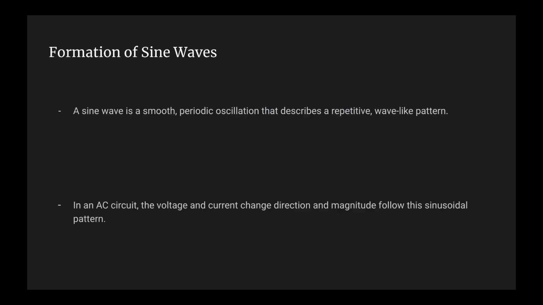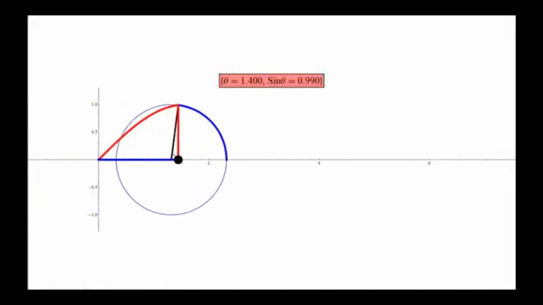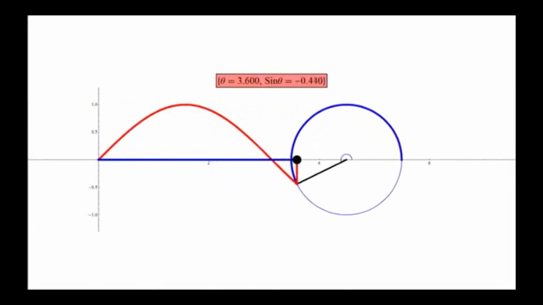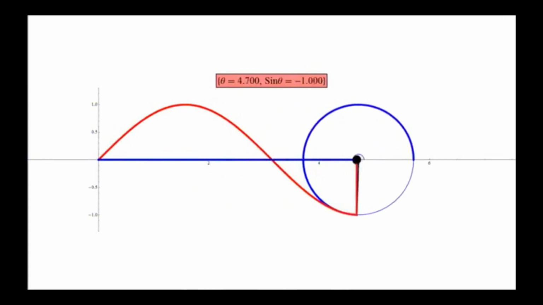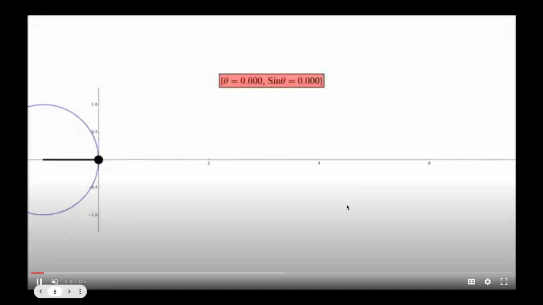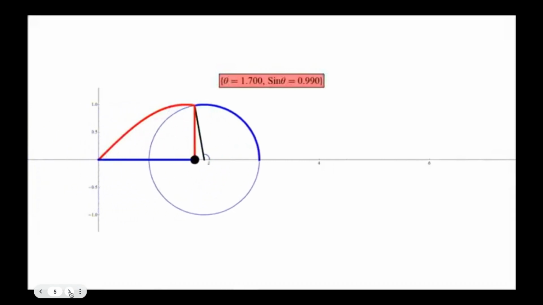A sine wave is a smooth, periodic oscillation that describes a repetitive wave-like pattern seen in the figure on screen. To help visualize, imagine a point moving in a circular path at a constant speed. The projection of its circular motion onto a straight line on the y-axis will trace a sine wave. In electrical terms, a sine wave is formed through the variation of voltage or current with respect to time. In an AC circuit, the voltage and current change direction and magnitude following the sinusoidal pattern.